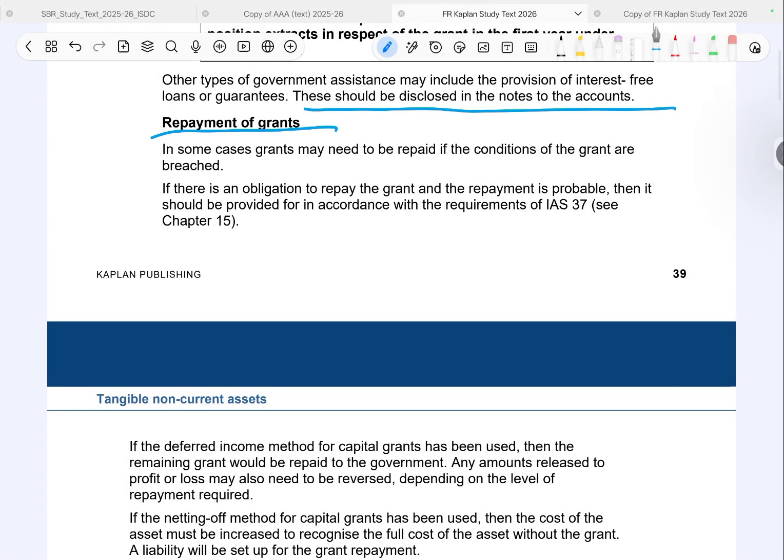Now, repayment of grants. In some cases, grants may need to be repaid if the conditions of the grants are breached. If there's a clause or a condition to a grant, like you have to employ 50 people this year, then you can receive the grant, and if you do not employ 50 people, then your conditions are breached. So if there's an obligation to repay the grant under these circumstances and the repayment is probable, then it should be provided for in accordance with the requirements of IAS 37, which we'll see in chapter number 15.